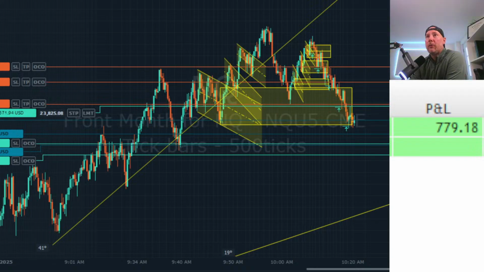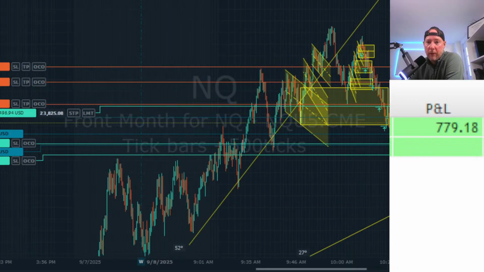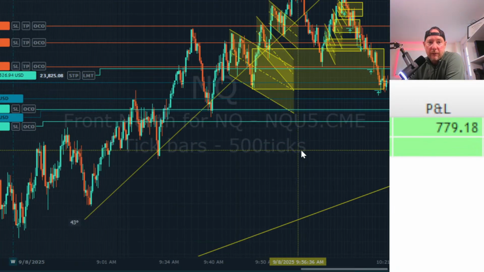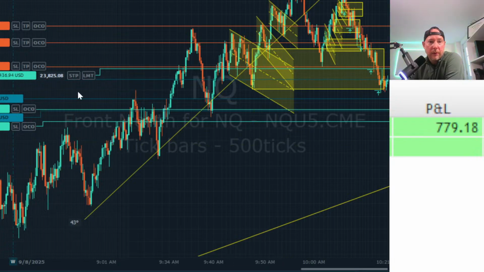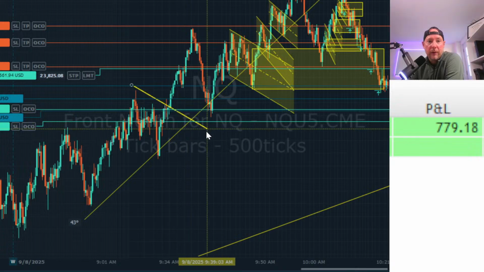Okay, bulls, come on, where are you? I need your help here. All right, while this is happening, let's look for some other setups. Draw another bull flag here.